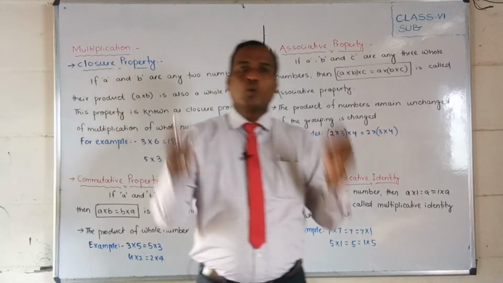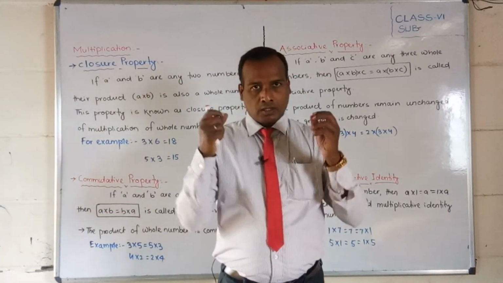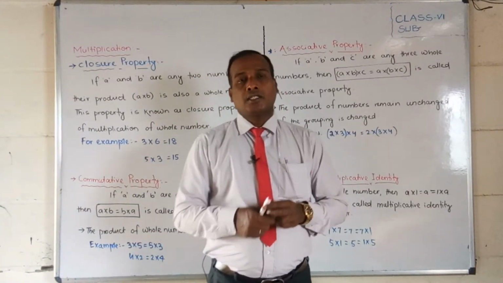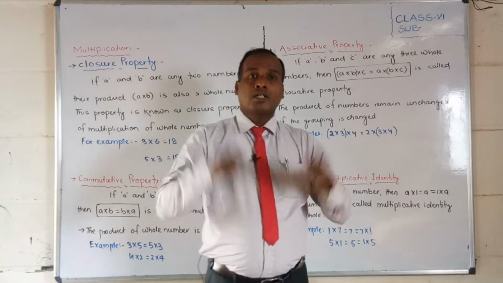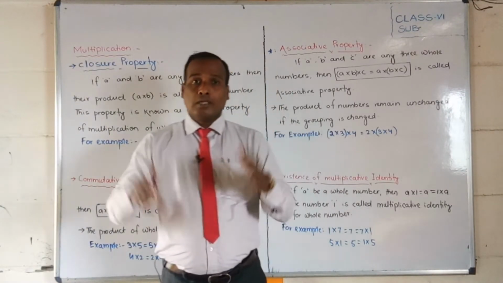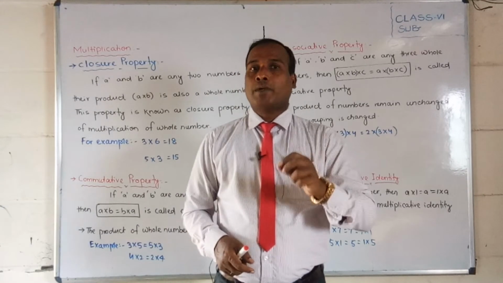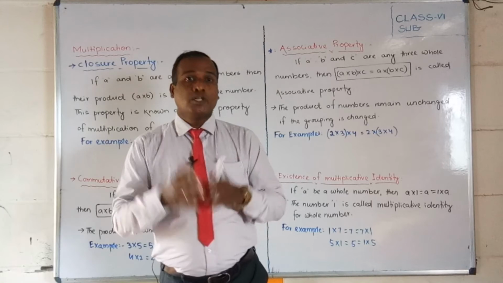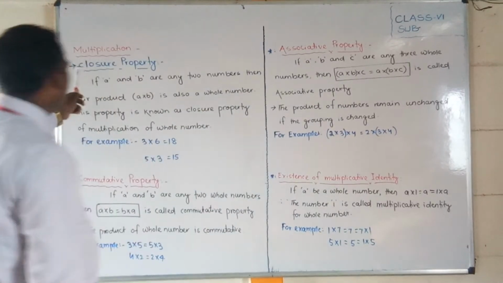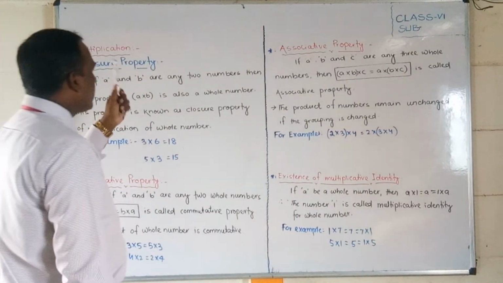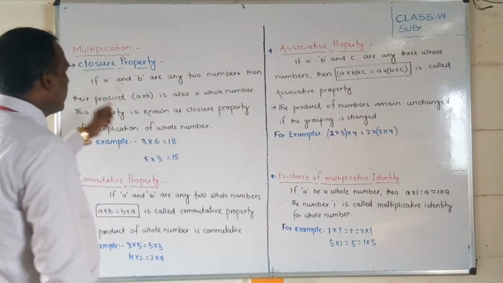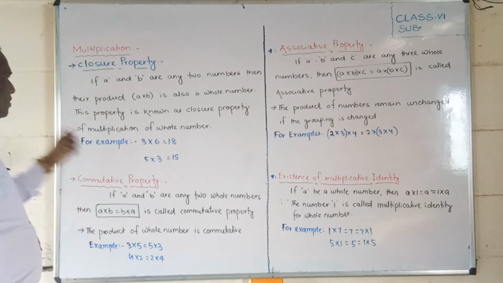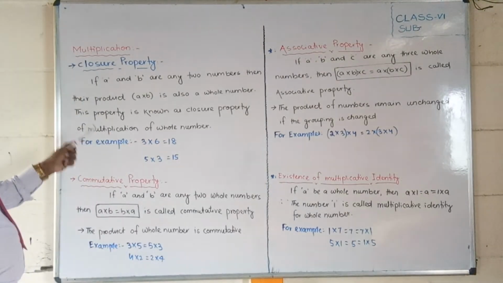If you are multiplying two whole numbers, subtracting two whole numbers, or adding two whole numbers, then you will get a whole number. That is called closure property. So let us start with what closure property in multiplication is. If A and B are any two whole numbers, then their product A into B is also a whole number. This property is known as the closure property of multiplication of whole numbers.